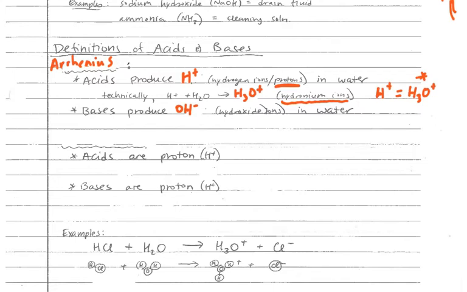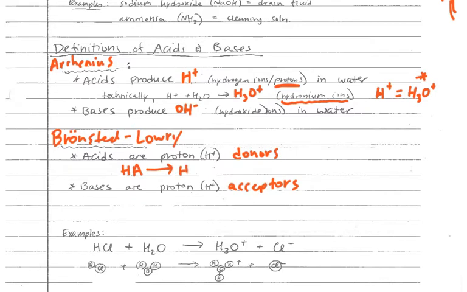So later, along came two guys named Bronsted and Lowry. So the Bronsted-Lowry definition of acids and bases is that acids are proton donors and bases are proton acceptors. So what do they mean by that? So an acid, HA, some generic acid, A is just a generic placeholder element, gives up a proton, an H+.